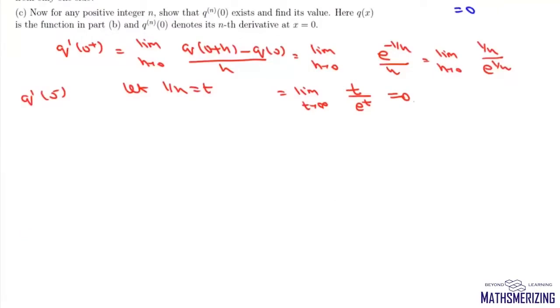Now part C is: for any positive integer n, show that q^(n)(0) exists and find its value. Here q(x) is the function in part B, and q^(n)(0) denotes the nth derivative at x equals 0. Now for this part C, we have to find the nth derivative of this function at 0.